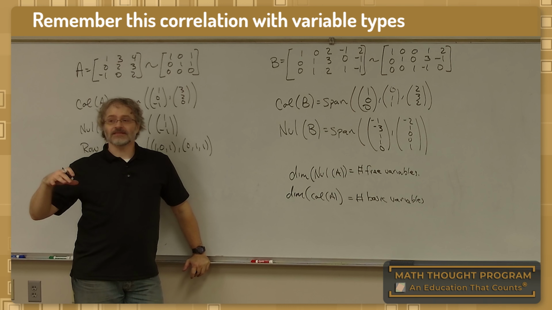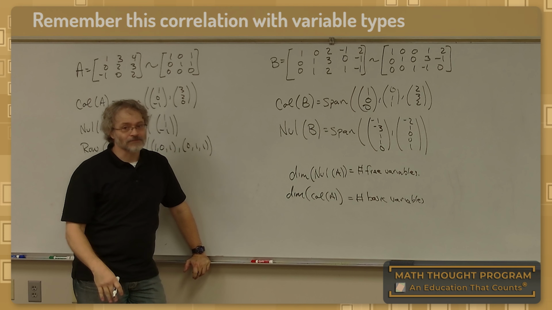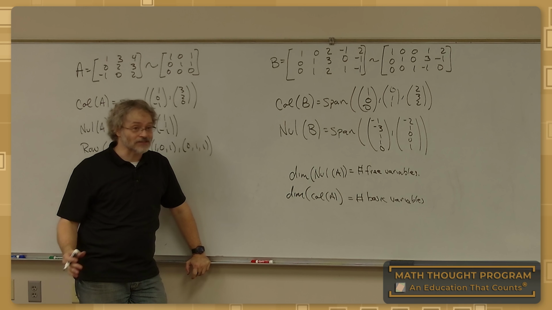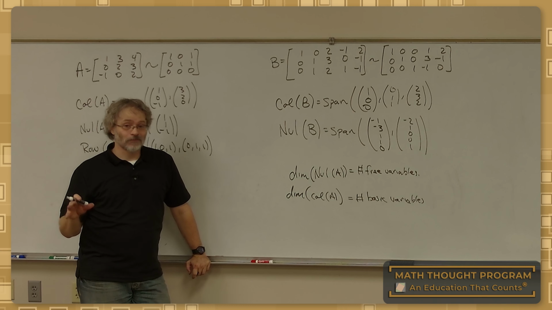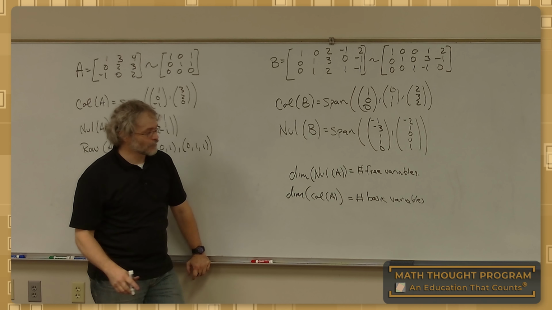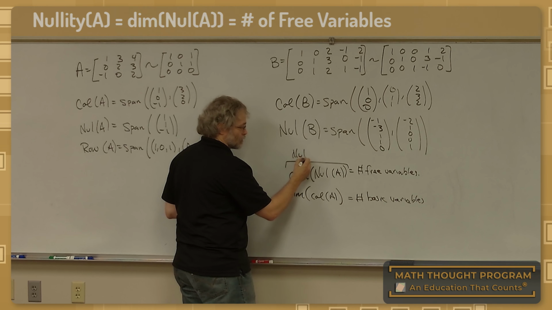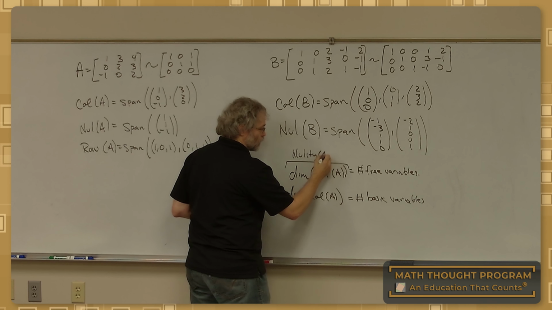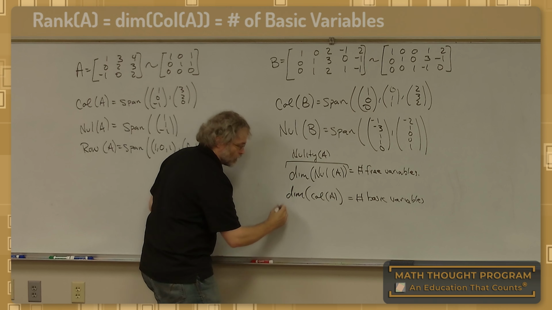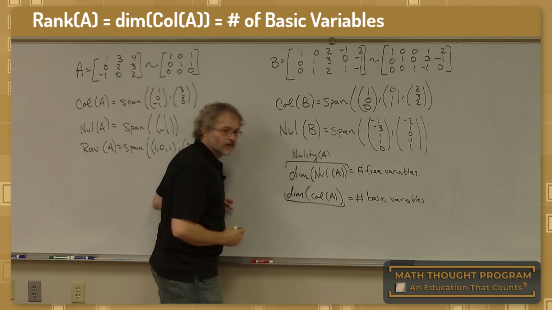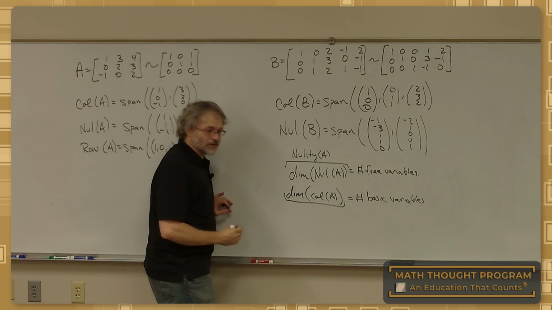In fact, this is of such importance. We don't just say dimension of the column space and dimension of the null space. We give it special names. We call this nullity, the nullity of the matrix A. And we call this the rank of the matrix.